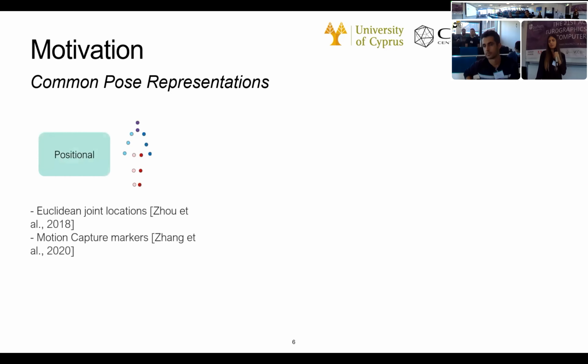Positional representations are the most popular for computer vision applications, such as human pose estimation from videos and motion prediction, and are based on the Euclidean joint locations or the locations of markers on the surface of the body. These are expressed with respect to a reference joint, the root, to make the representation invariant to the world coordinate system.